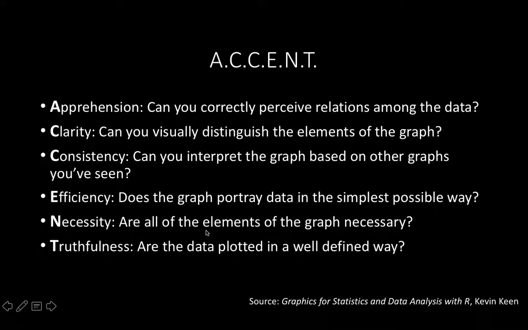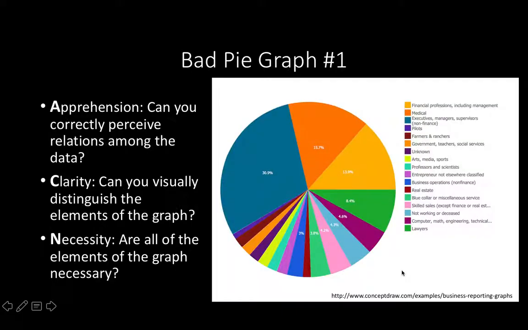Are all of the elements necessary? And are the data plotted in a well-defined way? So let's look at a few of these. So here we have a pie graph. This pie graph is awful. It breaks so many things that you should ever do with a pie graph.